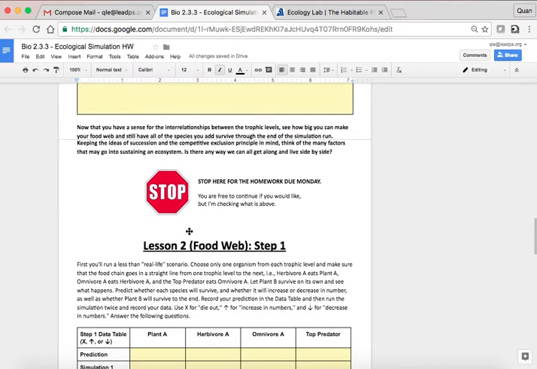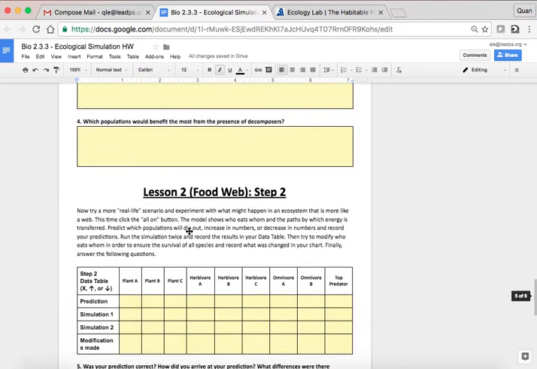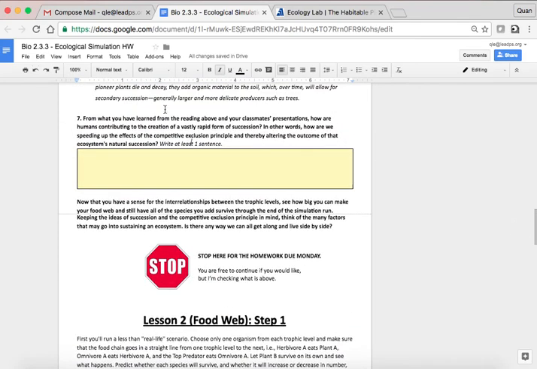You are free to move on and do the rest of this worksheet, but I am only going to look for 1 through 7 on the homework.